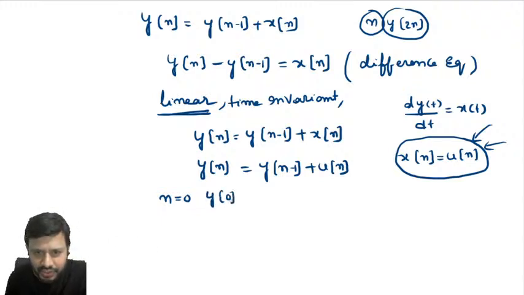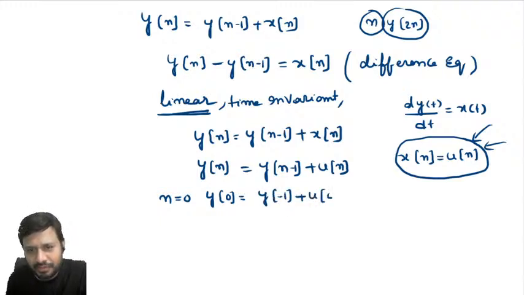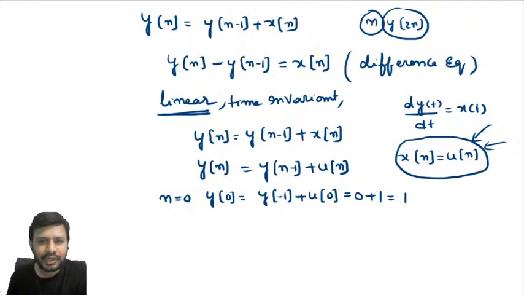y of 0 is equal to y of minus 1 plus u of 0, right? y of minus 1. Do you have any previous outputs? No. So y of minus 1 is 0 plus u of 0. u of 0 is what? 1. Unit step signal at 0 is 1, no? So the output is 1.